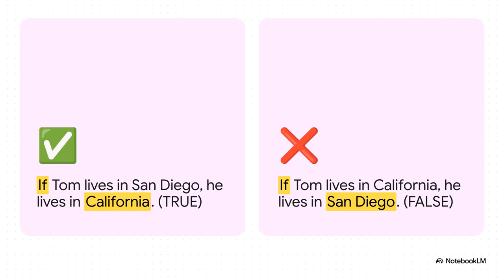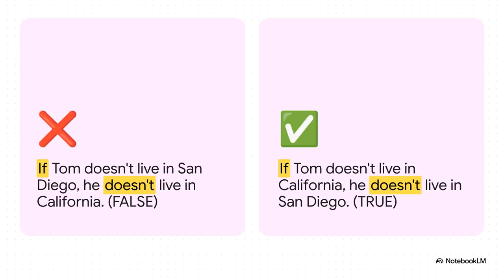Now, let's put this to a real-world test. The conditional statement, if Tom lives in San Diego, he lives in California. Yeah, that's absolutely true, right? No-brainer. But what about its converse? If Tom lives in California, he lives in San Diego. Whoa, hold on a second. He could be in LA, right? Or San Francisco. So here's our first big takeaway. Just because a statement is true, that doesn't mean its converse is true.